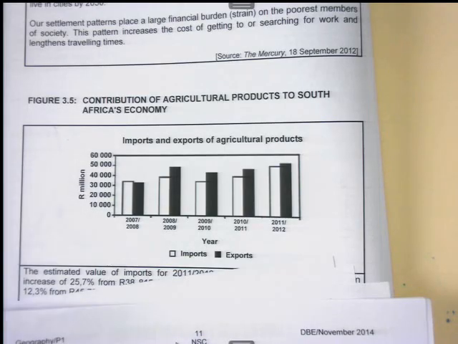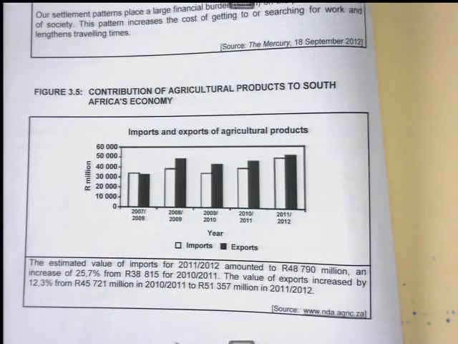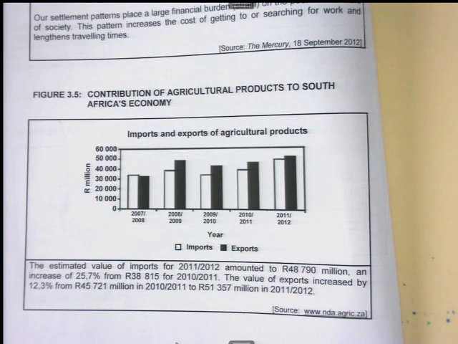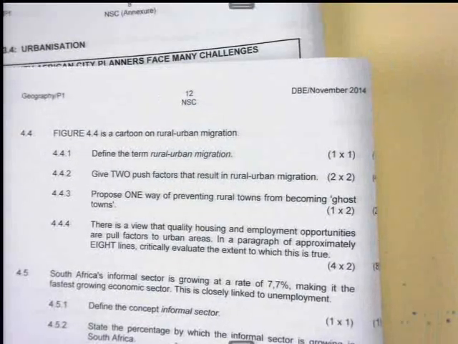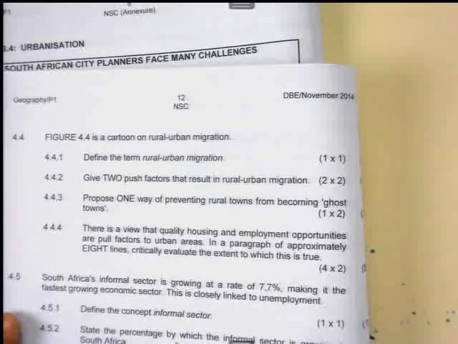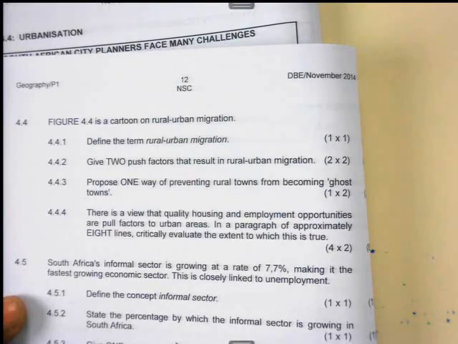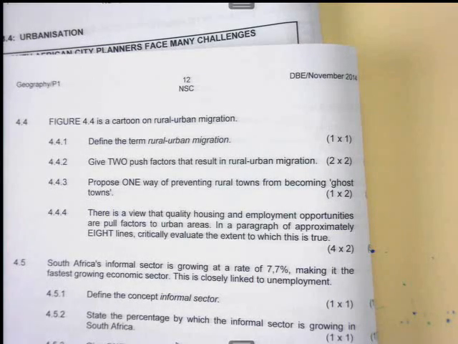And also under question 4, I will only touch on those questions that were a real problem to most of us learners. The informal sector, 4.5. There we have 4.5 where we were talking about the informal sector. South Africa's informal sector is growing at the rate of 7.7, making it the fastest growing economic sector. This is closely linked to unemployment. They have already indicated that to us. Why the informal sector? We have just touched on the informal settlement. Now we are talking about informal businesses. So you must have a linkage between the two if you are answering question 3 as well as question 4.